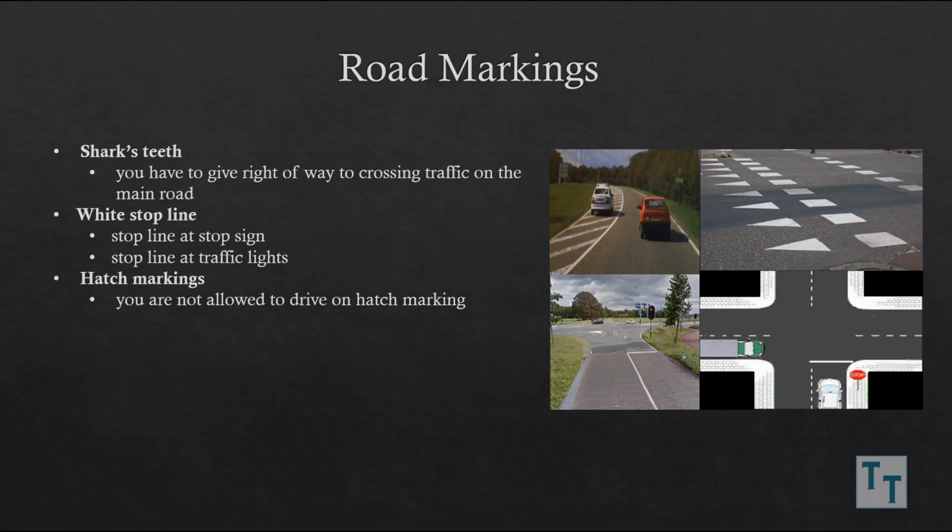On some junction, white stop line is placed far from traffic light or a stop sign. This is because the road is very small, and when big vehicles like truck wants to turn to the right, they should have enough space to make the turn. And if you are stopping ahead of the line, you might block them from turning.